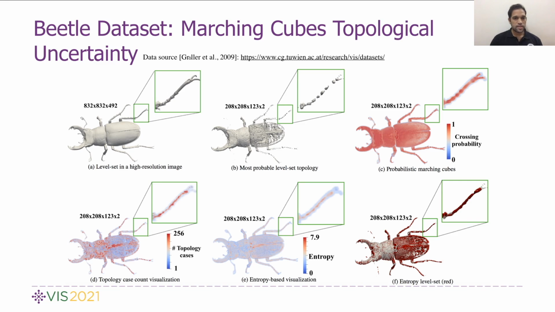We visualize similar results for the uncertain Bittel dataset for 3D marching cubes topology cases. The topology of the Bittel leg results in breaking due to the uncertainty in the dataset in image B. The high topological uncertainty of the Bittel leg is captured with red in images D and E using our techniques. We also visualize the entropy level set with red color in image F to understand positions of high topological uncertainty.